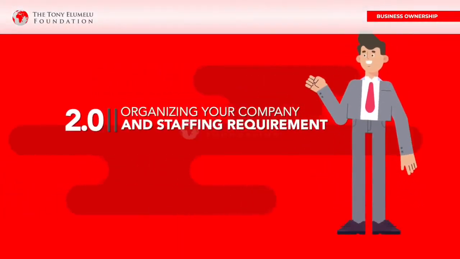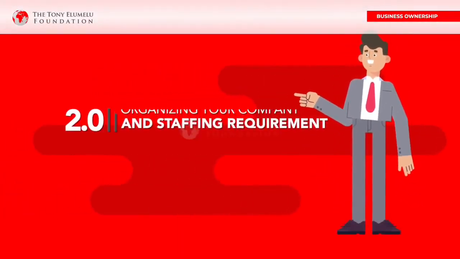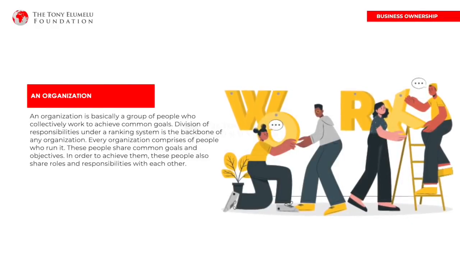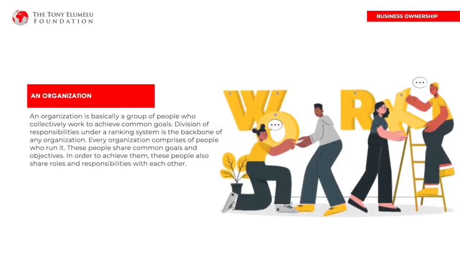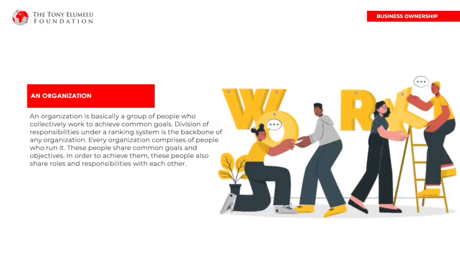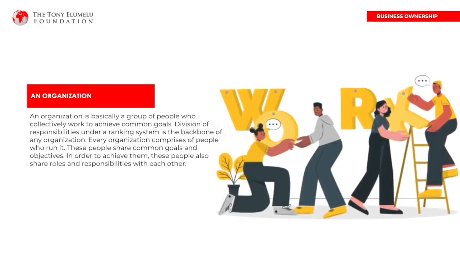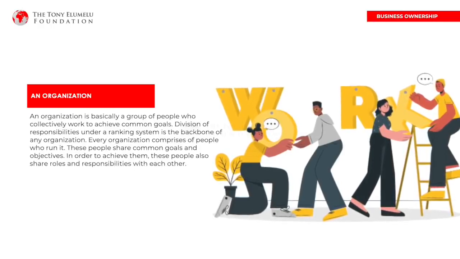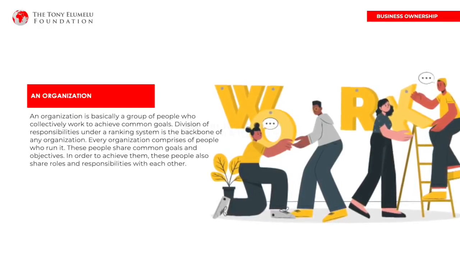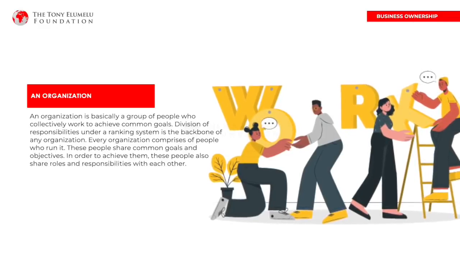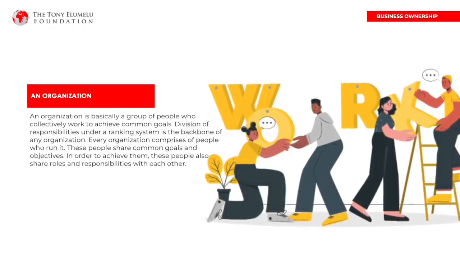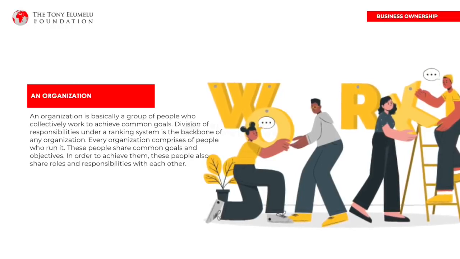Organizing your company and staffing requirements. An organization is basically a group of people who collectively work to achieve common goals. Division of responsibilities under a ranking system is the backbone of any organization. Every organization comprises people who run it. These people share common goals and objectives. In order to achieve them, these people also share roles and responsibilities with each other.